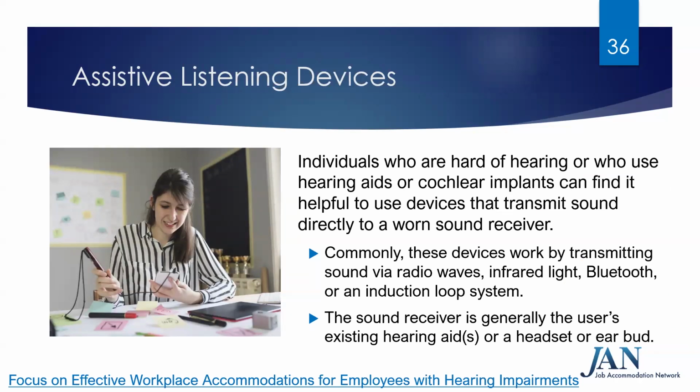Next slide, please. Assistive listening devices can help people who are hard of hearing, who use hearing aids, or use cochlear implants by boosting the voice volume of someone who they are speaking with, or by helping to filter out background noises. This can help with face-to-face communication as well as with conversations that happen over the phone. The assisted listening device will transmit the sound to a receiver worn by the individual. The receiver can be the individual's own hearing aid or implant, or it can be a headset or an earbud. These devices typically work by transmitting the sound via Bluetooth, but radio wave, infrared light, and induction loop systems are also used.